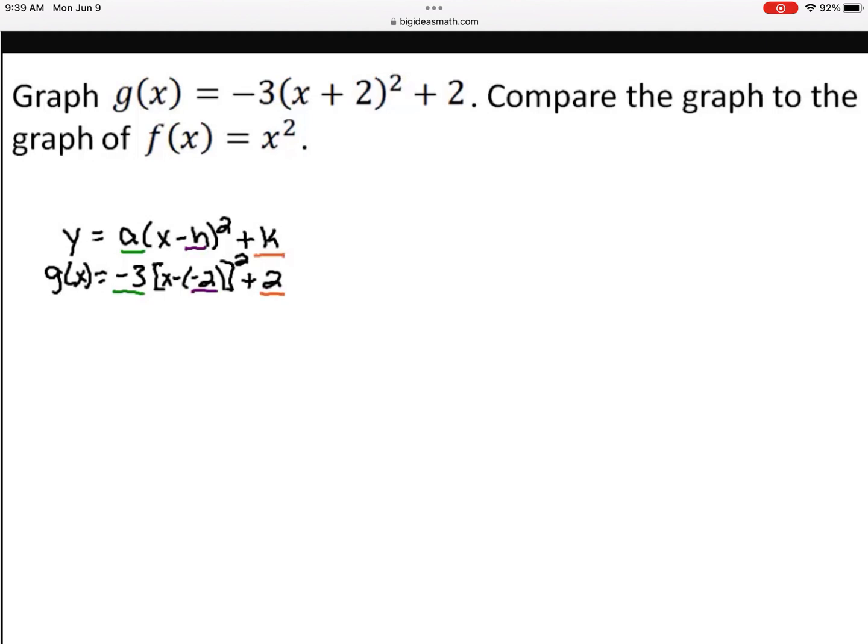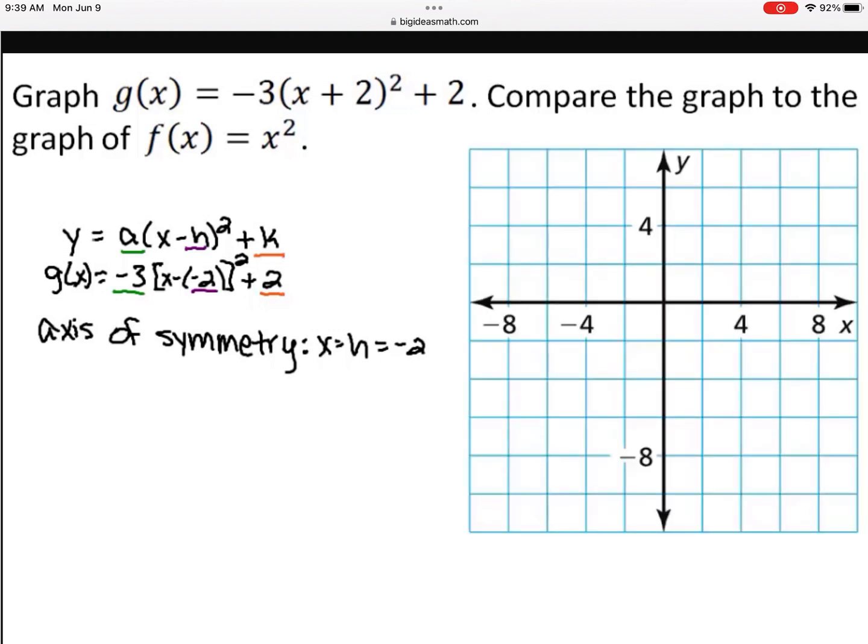Because h is -2, the axis of symmetry is x equals -2, so graph the axis of symmetry along the line x equals -2. Because h is -2 and k is 2, the vertex is at -2, 2, so plot the vertex at -2, 2.